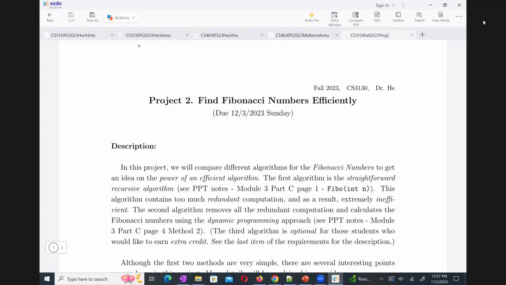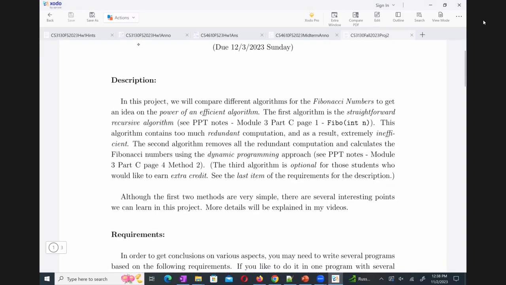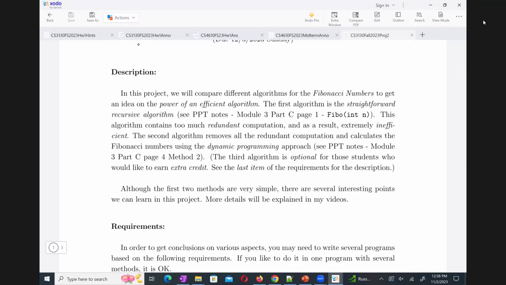Fibonacci numbers efficiently. So I give you two parts. The first part, the standard part, is relatively easier. You need to compare two algorithms, both given in our notes. The first one, here I give you the reference: Module 3, part C, page 1, this function.